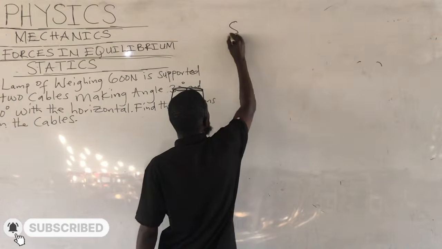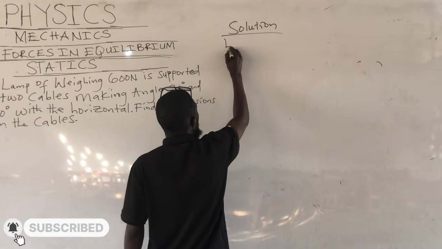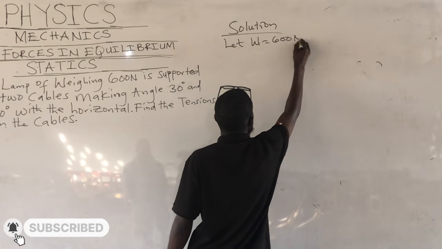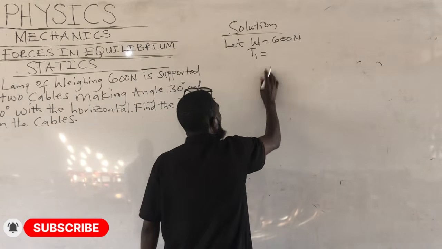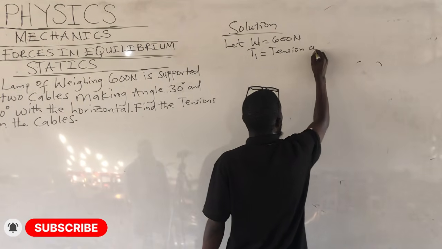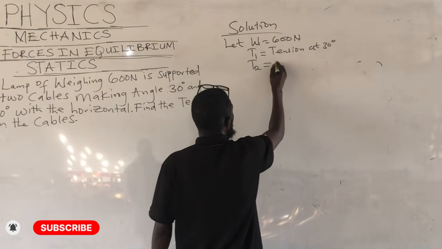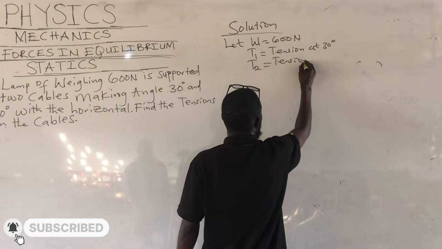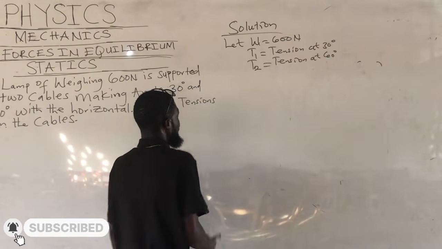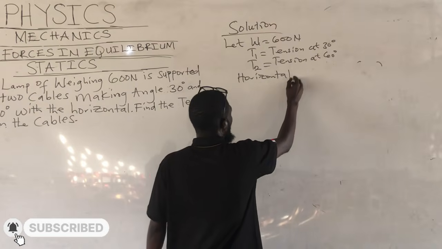So how do we solve it? In our solution, we say let the weight W be equal to 600 Newton, and T1 will be equal to the tension at 30 degrees, and T2 therefore will be equal to the tension at 60 degrees. So we say horizontal equilibrium.